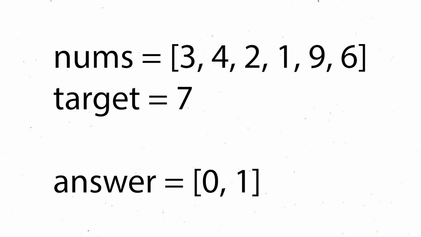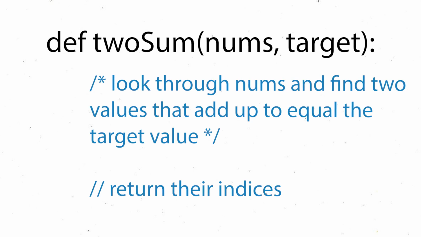We need to find two numbers that add up to the target. So we would have a function that takes in an array and a target value, and we need to look through the array, find two numbers that add up to the target. And then we want to return the indices of these values.